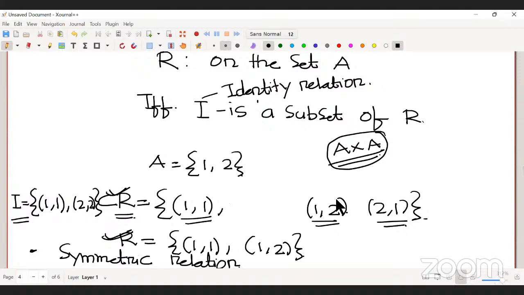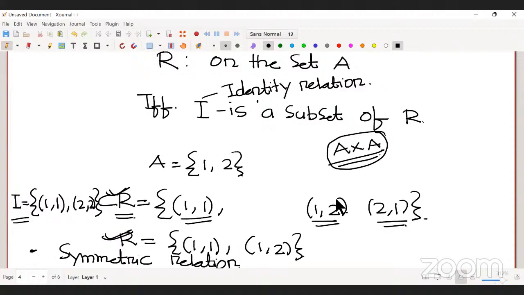A cross A will satisfy all the three relations: it will be symmetric, transitive, and reflexive. With A cross A you are taking the full set, so that will satisfy all the conditions. A relation is a subset of A cross A. So you pick a subset of A cross A and check whether that subset is a reflexive relation or not. You have to check that one by one.